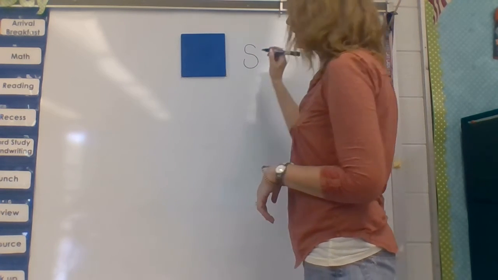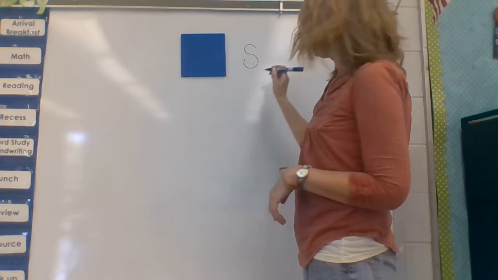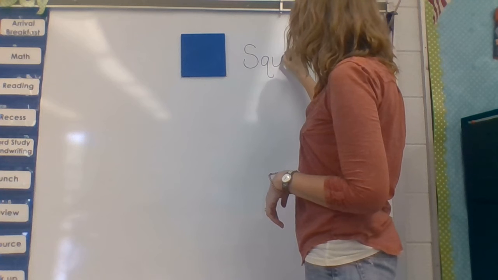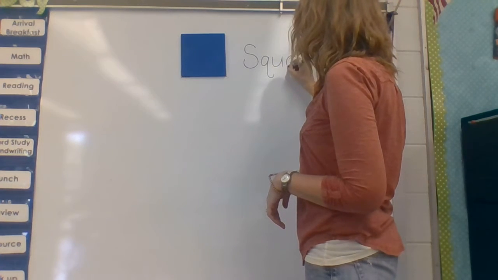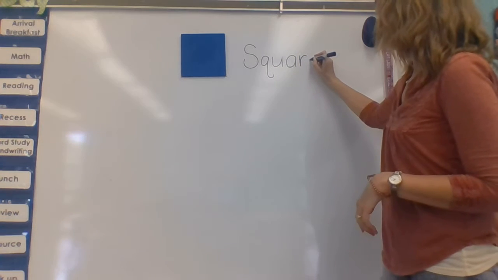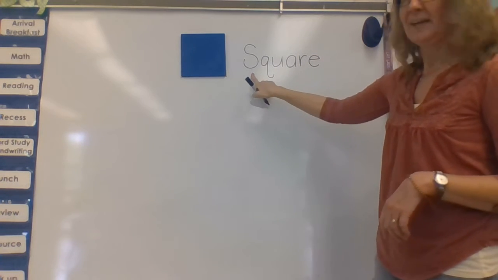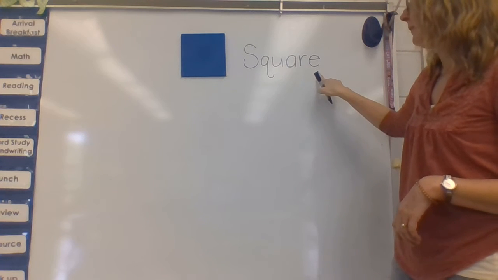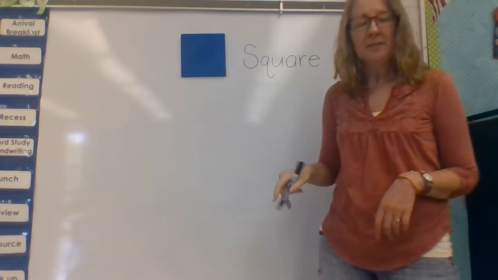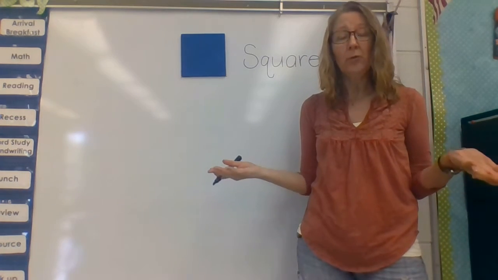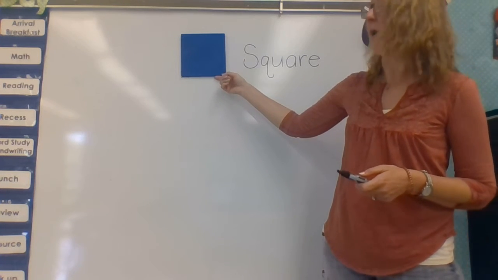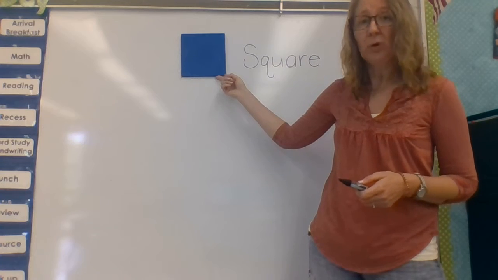S. The next letter is a little tricky. It's a Q, and then a U, and then an A, and then an R, and then an E. That says square. Can you read it with me? Square. Awesome job. Now you know that a square is a shape that has four sides that are all the same length and four corners.